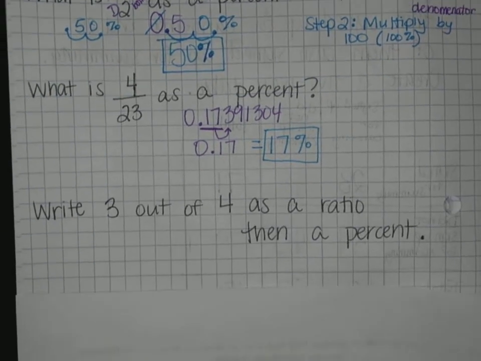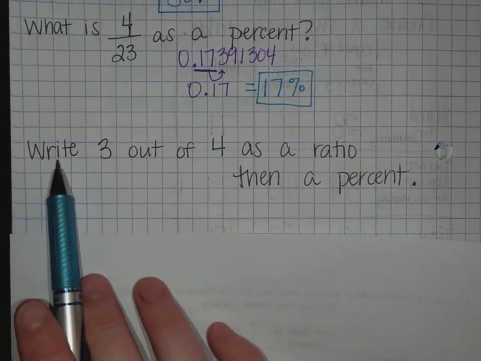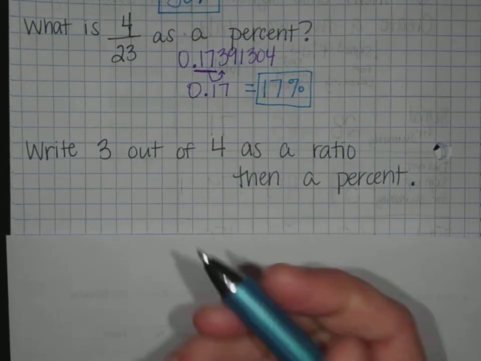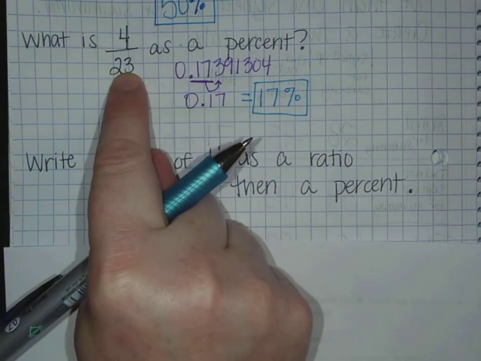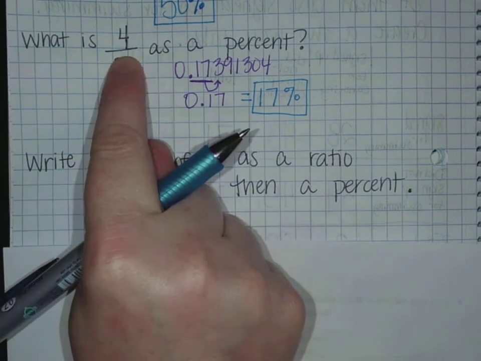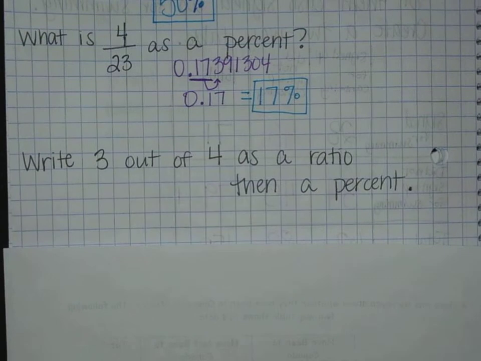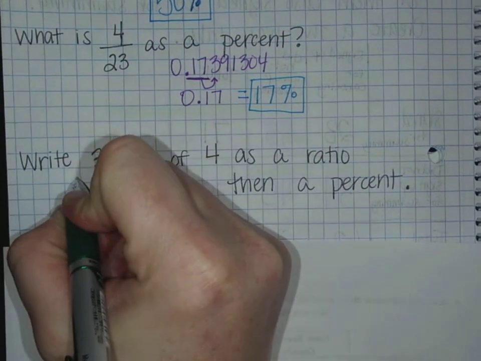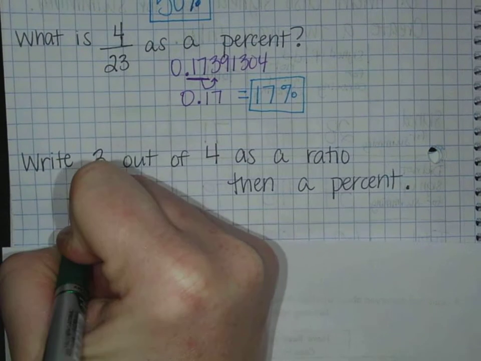Okay, the next one. Sometimes they're going to be worded a little bit differently. So write 3 out of 4 as a ratio, then a percent. So these ones, it was 4 out of 23. It's the how many out of the total. So if it's going to be 3 out of 4, you would write it. So this one we actually have a step before that. So we're going to write the fraction. So 3 out of 4.